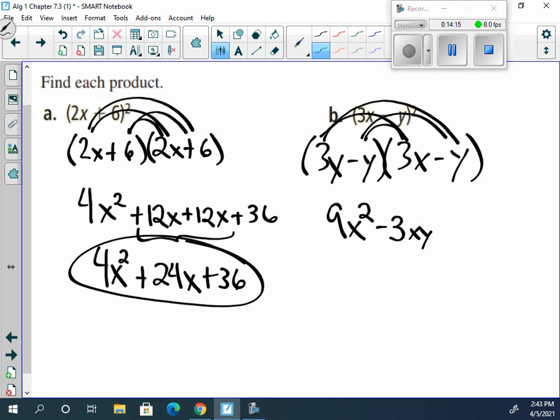Now negative y times 3x would be negative. So here we have negative 1 times 3. So we're going the other direction. And then you're moving on to the last one.